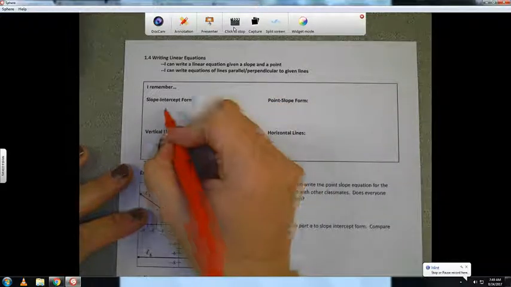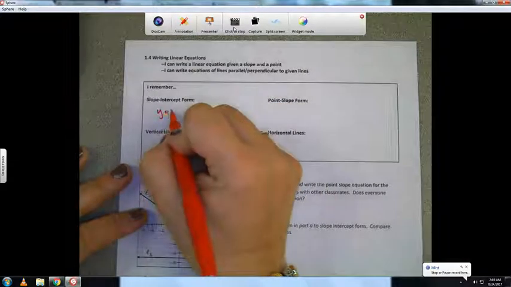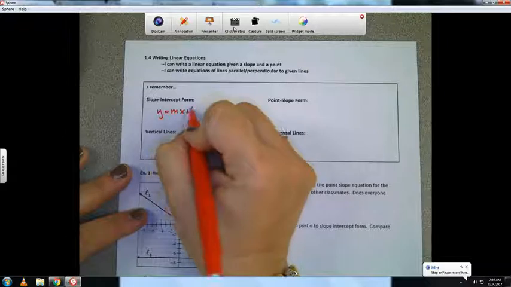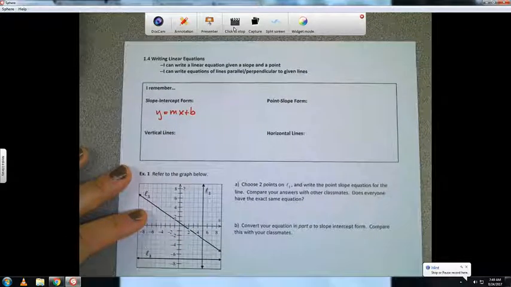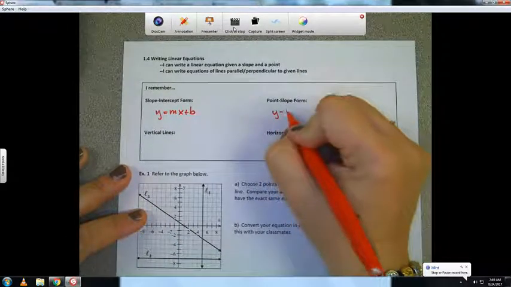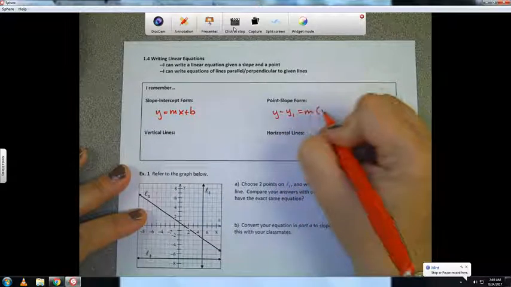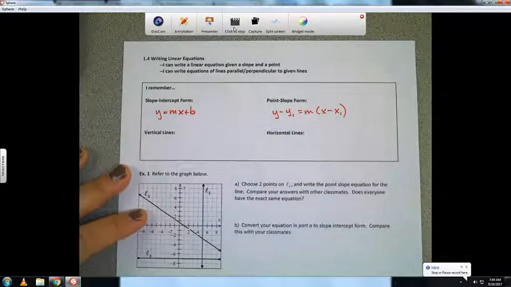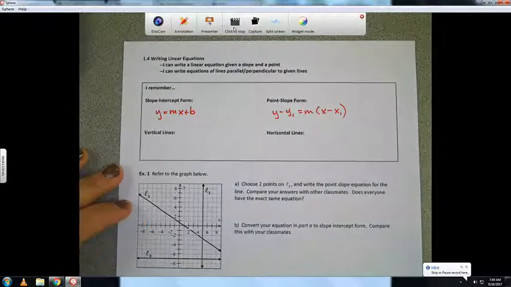The first one is the slope-intercept form, which is y equals mx plus b, the much beloved form of students everywhere. Point-slope form is the one that I'm hoping to convince you to know and love, because you'll use that a lot more in your advanced math classes.